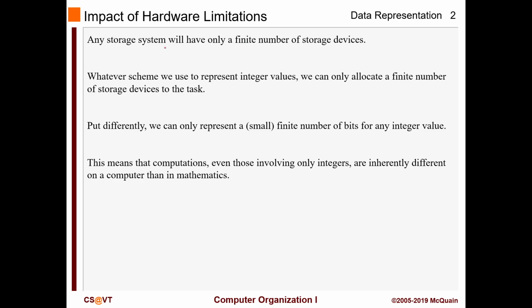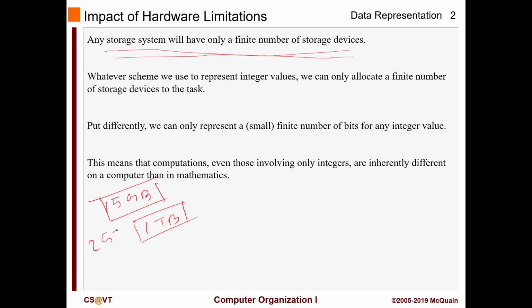We know that our system has a finite number of storage devices. Even big servers have limited storage. If you use a Google Drive that is not provided to you by Virginia Tech, it has a size of 15 gigabyte. You cannot use more than that. Even your hard disk has something like 1 terabyte, or your SSD has 256 gigabyte. So as you can see, our storage devices are limited.